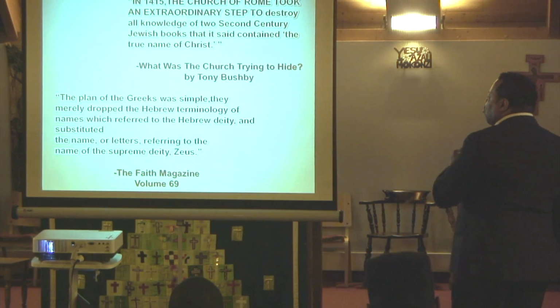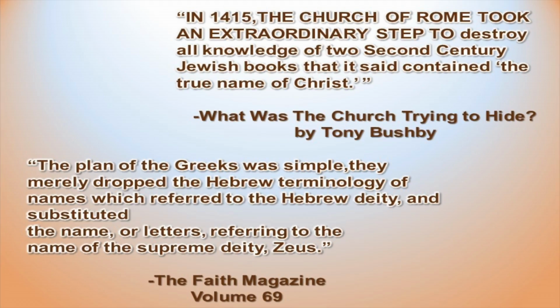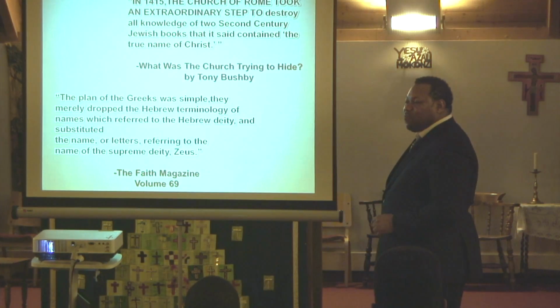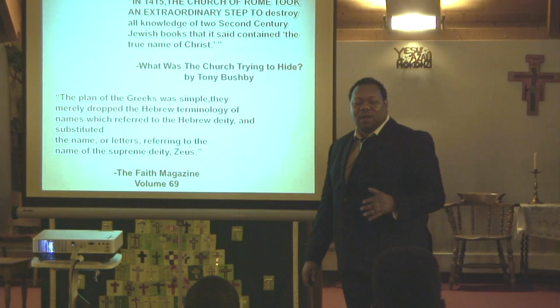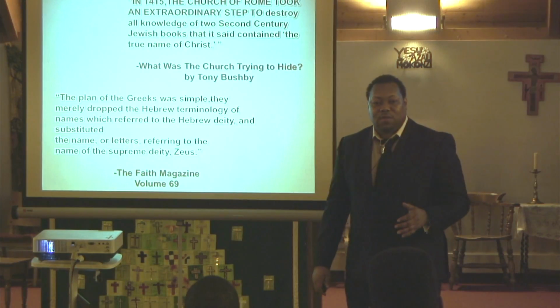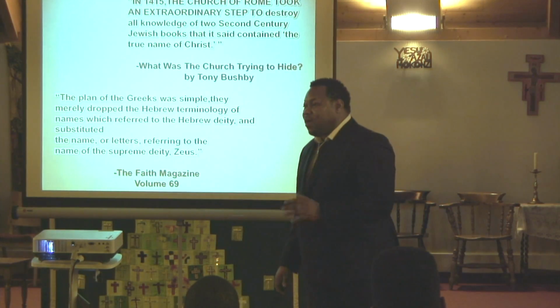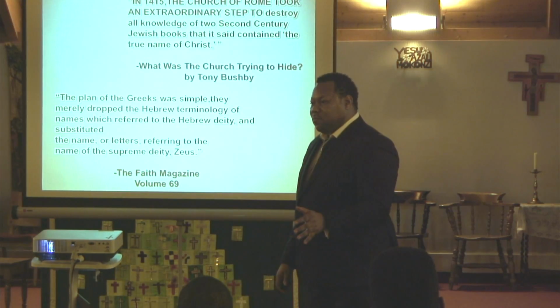Let's look at what the church was trying to hide, by Tommy Rushdie. In 1415, the Church of Rome took an extraordinary step to destroy all knowledge of two second century Jewish books. They took all steps to destroy what was said to contain the true name of Christ. That's what the Vatican really does. They're not here to try and teach you anything about the truth. They're here to try and obscure the truth and give you their new Christ-filled paganism.